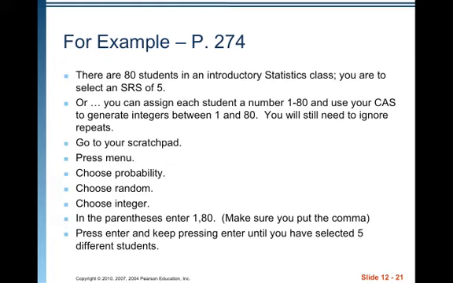Or you can assign each student a number 1 through 80 and use your CAS to generate integers between 1 and 80. You will need to ignore repeats. So the way that you would do this is you go to your scratch pad, press menu, choose probability, choose random, choose integer. In the parentheses, enter 1, 80. Make sure you put the comma. Press enter and keep pressing until you have selected 5 different students.